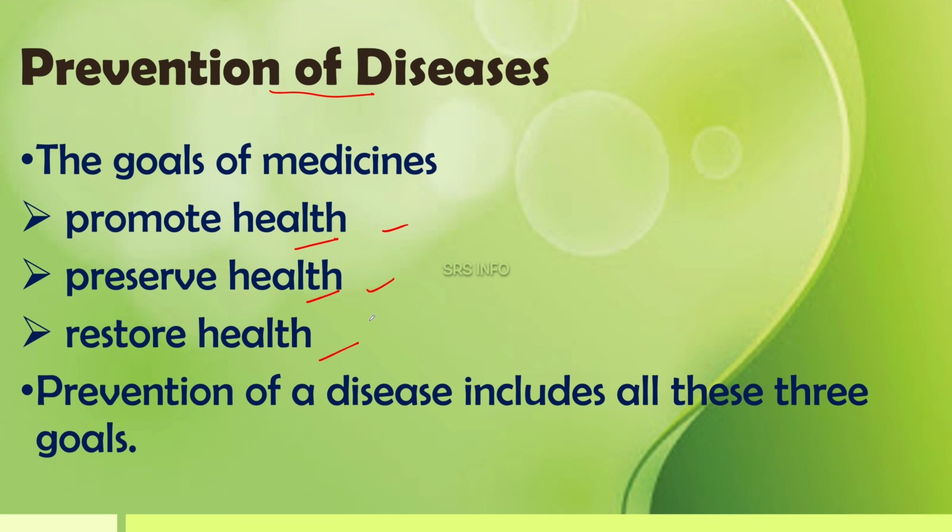In a disease condition, our health may deteriorate. Okay, but by taking the medicines, we can restore our health back. So these are the important roles of medicines by which we can prevent the occurrence of diseases. Prevention of a disease includes all these three goals. Okay, so prevention means we have to promote the health, preserve the health, and restore health. These are the main goals, and these goals are achieved by the use of medicines. Clear?